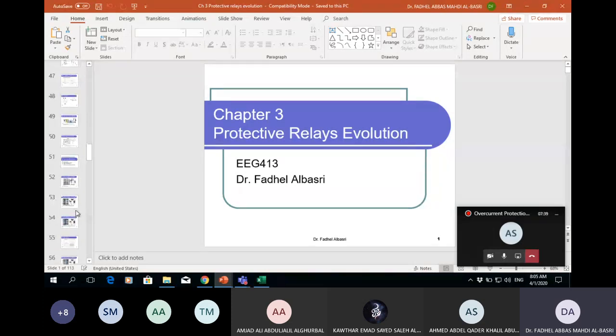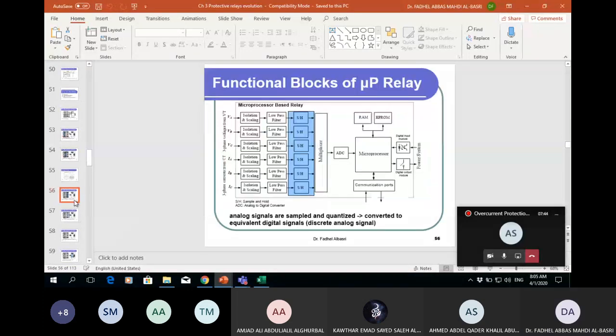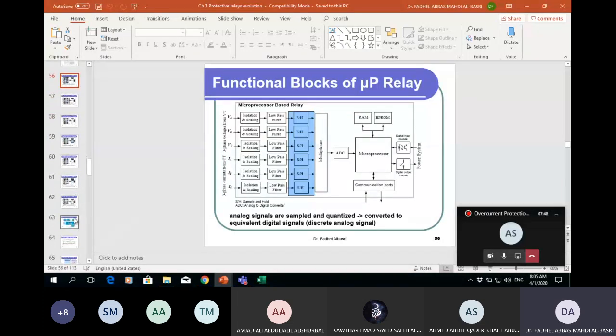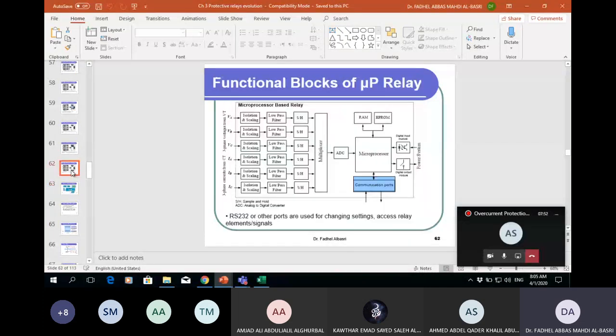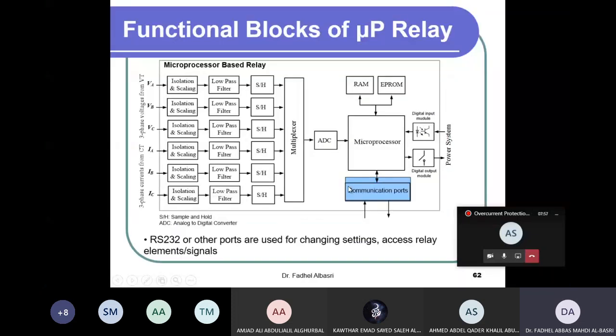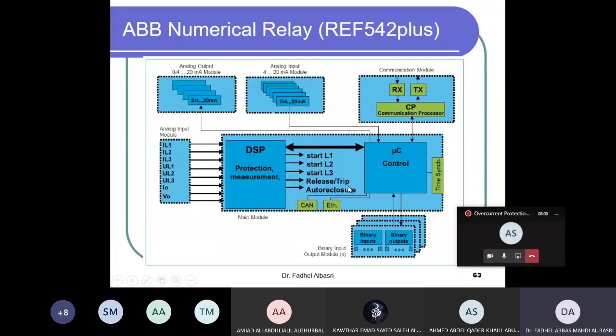Today, God willing, my plan is to complete the relay evolution. I have reached the last part, where I have already explained the construction of protection microprocessor-based relays. This is one of the commercially available relays, an ABB relay. This is what's inside. They have a DSP board and a microprocessor controller, and they have inputs to those DSP ports.